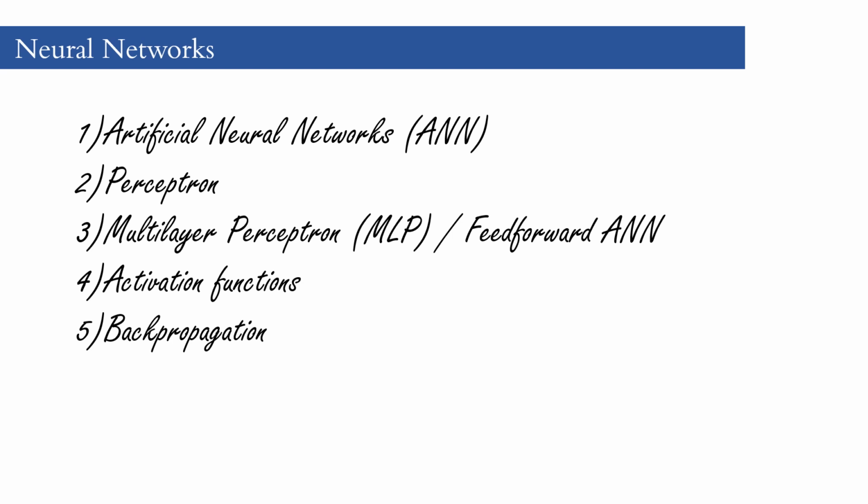Then let's understand the building block of a neural network known as the perceptron. Thirdly, we will discuss how to form a neural network, which is also known as a multilayer perceptron, what an activation function is, and finally derive backpropagation from the basics.